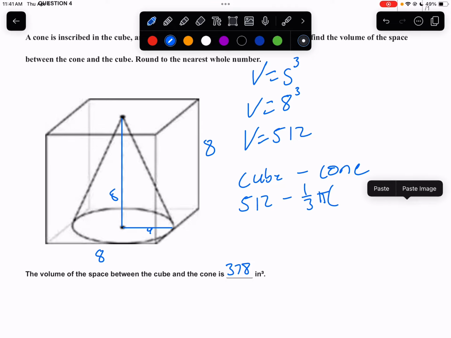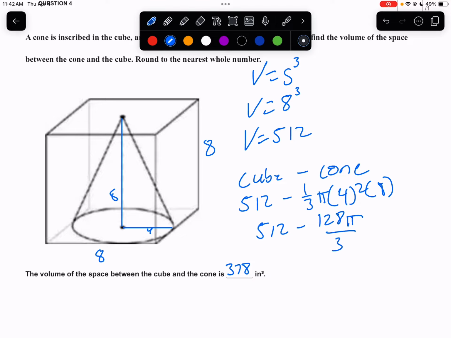The cone would be radius squared, 4 squared times 8. So 512 minus all that. 4 squared, 16 times 8 is 64. So this is 512 minus... 16 times 8 would be 80 plus 48, 148. Oh goodness, let me just type it in. So 16 times 8, I'm all over the place. 128. This is 128 pi over 3.